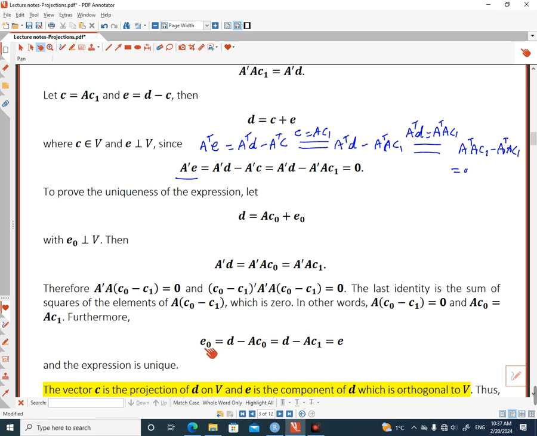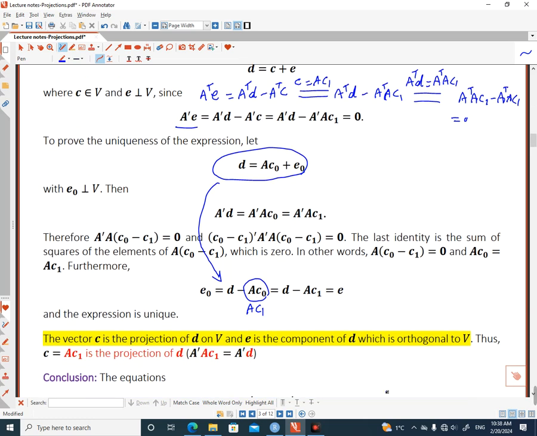And if I replace it, we can then get E0, which is D minus AC0 here. I can then use this expression to find this equality, and then since AC0 is equal to AC1, we can write it as D minus AC1, which according to the assumption or definition, is equal to E, and we can then show that it's unique.